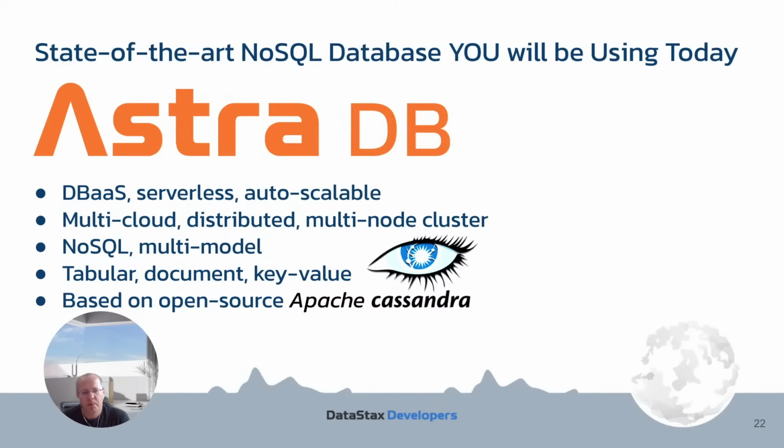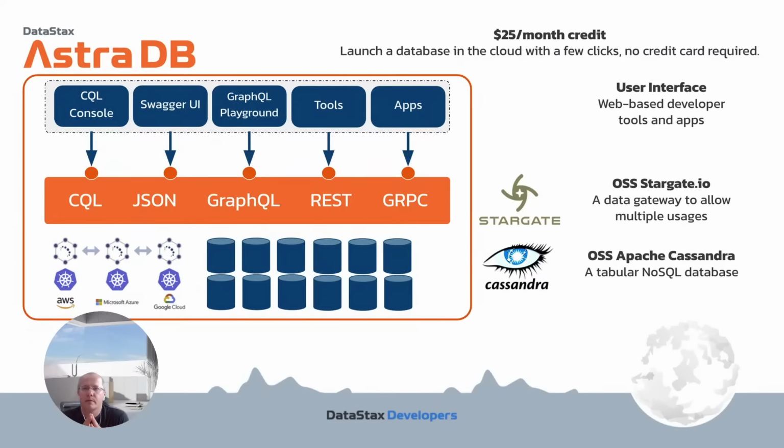It's multimodal. It works in multiple clouds: Google Cloud, Amazon, Azure and others. It supports tabular, document, and key value data models that we're going to use, and it's based on open source Apache Cassandra. Today the database is going to be free for you to use as long as you are not using more than 20 million operations per month. Each month you get a $25 credit, and that's enough for around 20 million writes and reads into that database.